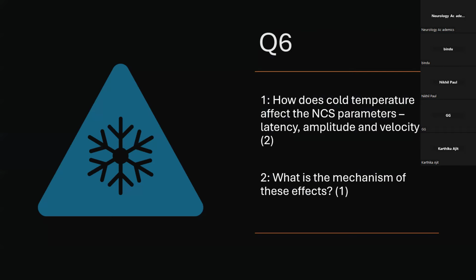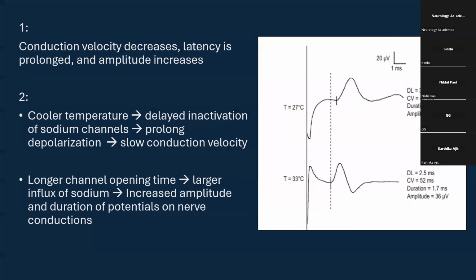Next question is, how does cold temperature affect the NCS parameters and what is the mechanism? The velocity decreases, latency is prolonged, and the amplitude increases. The mechanism is that the cooler temperature causes delayed inactivation of the sodium channels, which are involved in depolarization. So depolarization becomes prolonged, therefore resulting in slower conduction velocity. And longer channel opening time leads to larger sodium influx, leading to larger amplitude and duration of the potentials.